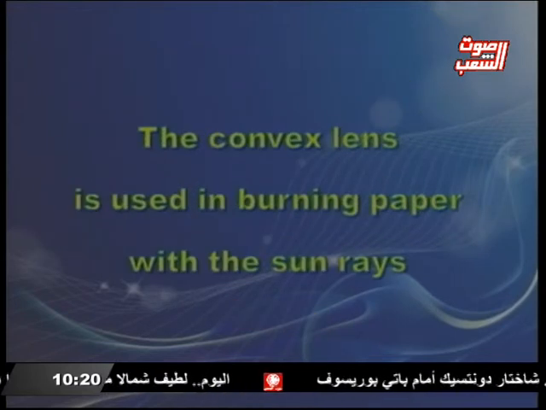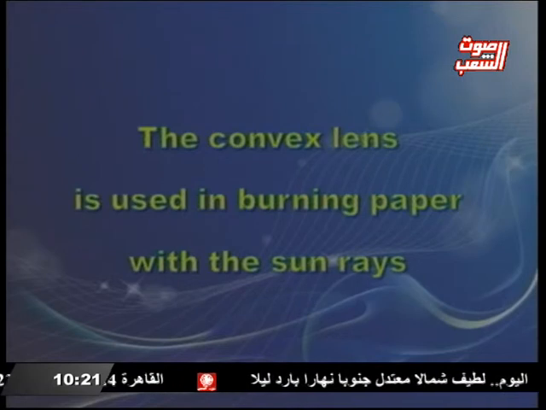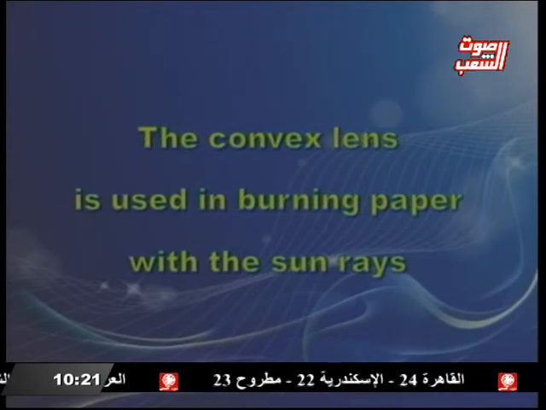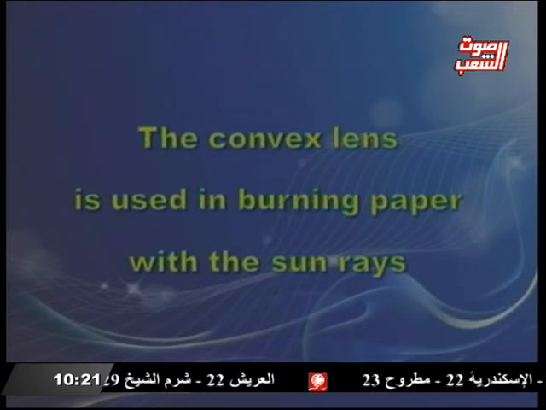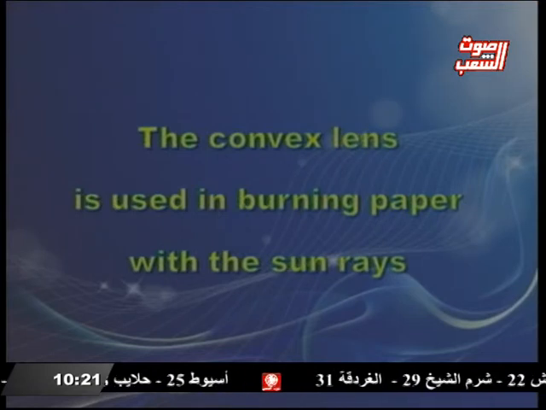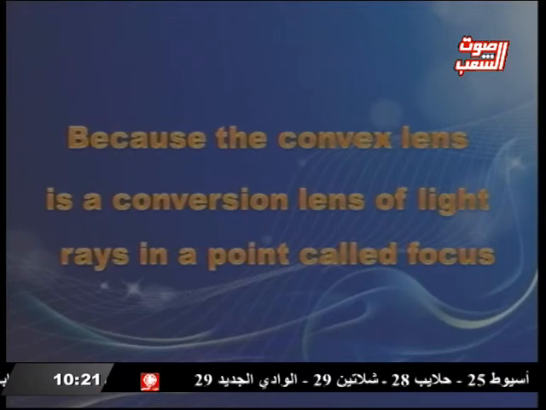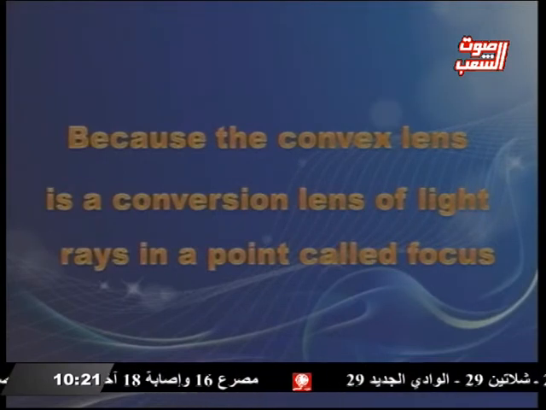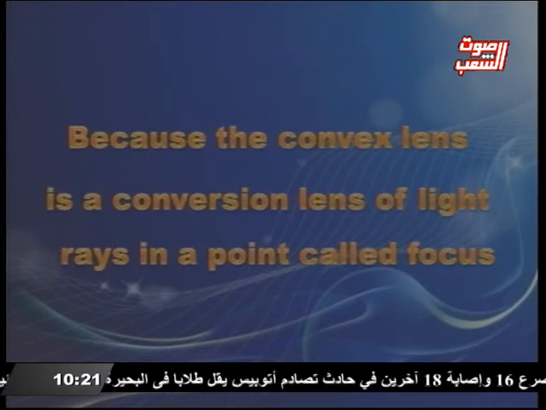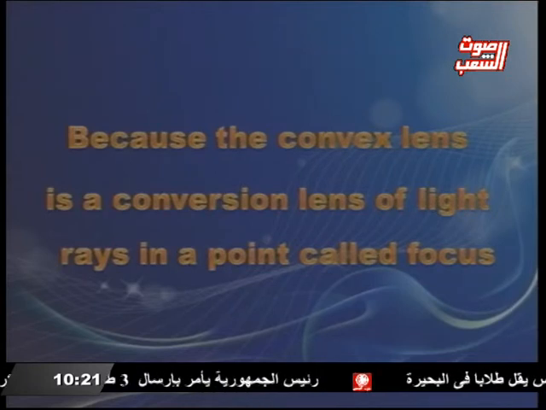Another sentence: the convex lens is used in burning paper with the sun rays. Why do we use the convex lens to burn paper with the sun rays? Or we use it in some cases like burning or heating anything. Why? Because the convex lens is a converging lens of light that collects light rays in one point called the focus and concentrates very, very high temperature.